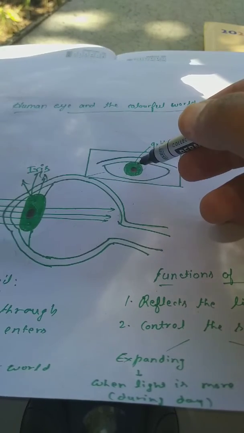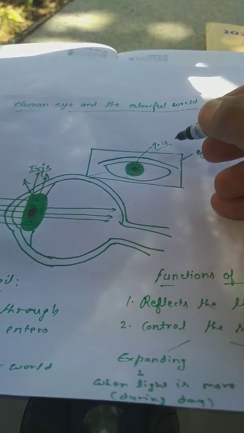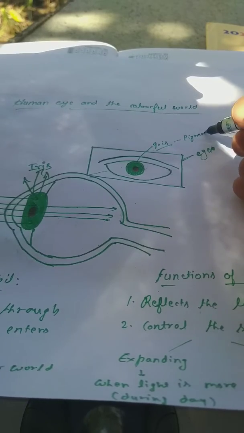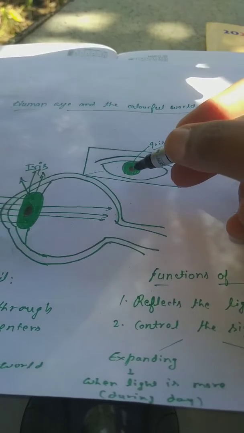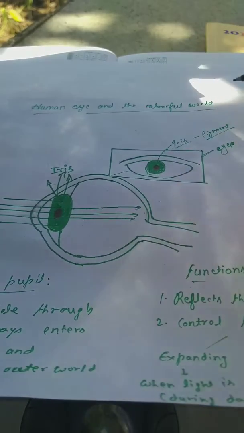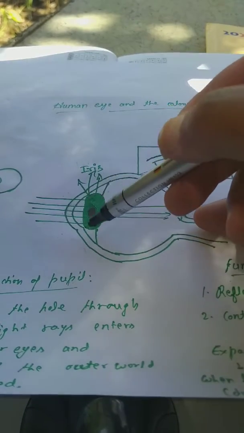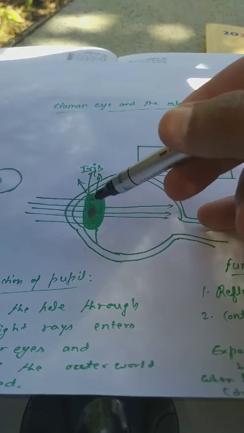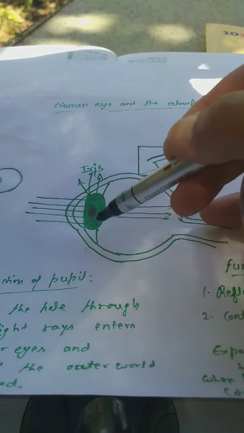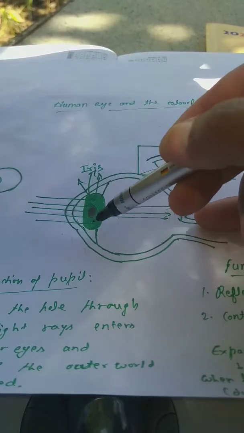So why does the iris look different? Because there is a pigment in the iris, and this pigment reflects the color of light. Let's say the light rays are entering here. If the light rays are entering, the pigment of this iris is reflecting the green color. That's why this iris looks green.